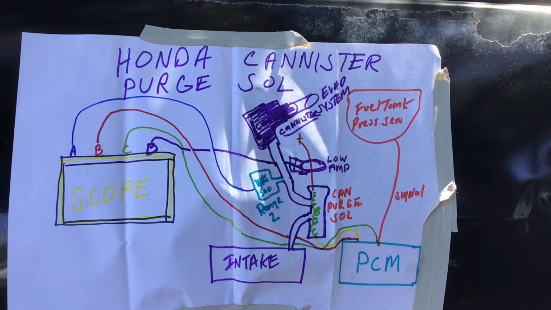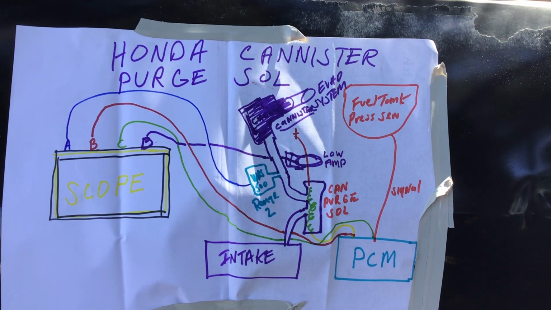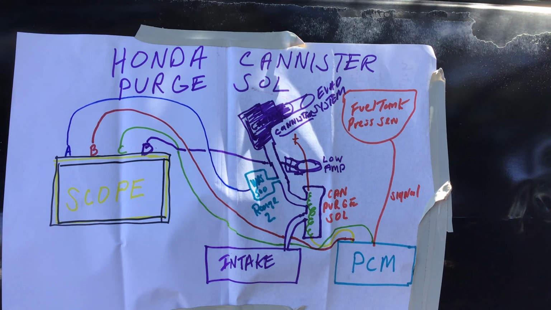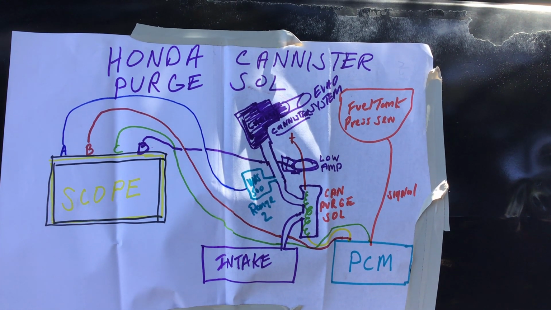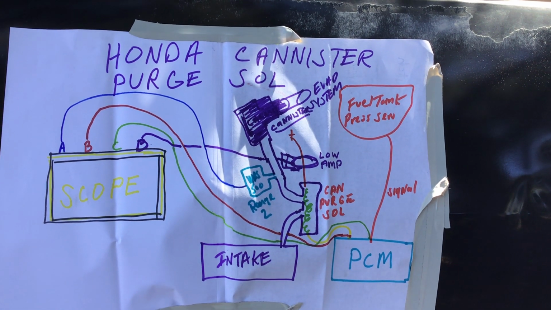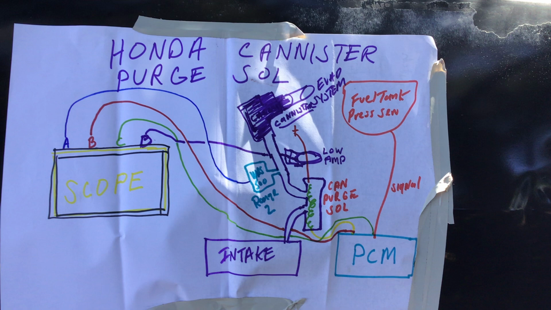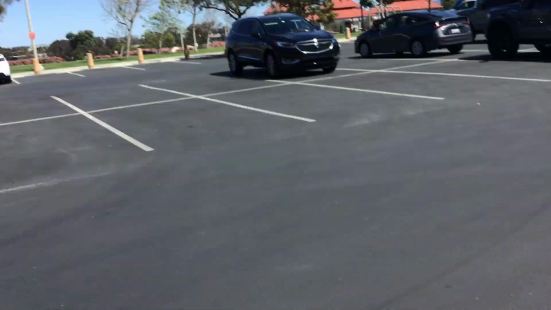I have omitted a canister vent solenoid. Of course, this car does have a vent solenoid, which is most likely open as we run through this entire test. Nonetheless, we're going to see the effective vacuum going into the evap system as the PCM duty cycles the purge solenoid. So just take a look at that, take a snapshot, and I will go to the scope and we'll start the car and start running.